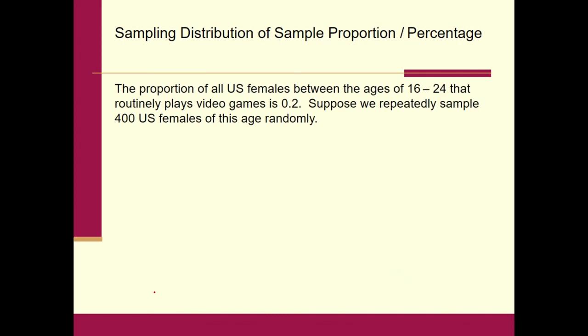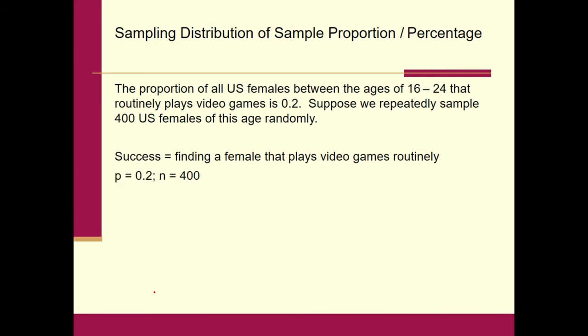Well, let's move on. Kind of belaboring the point here. So the proportion of all U.S. females between the ages of 16 and 24 that routinely played video games is 0.2. Suppose we repeatedly sample 400 U.S. females of this age randomly. So a success would be finding a female that plays video games routinely. p is equal to 0.2 because I said the proportion of all U.S. females. So that's p, and that's 0.2. Suppose we repeatedly sample 400 U.S. females. All right, that's n.